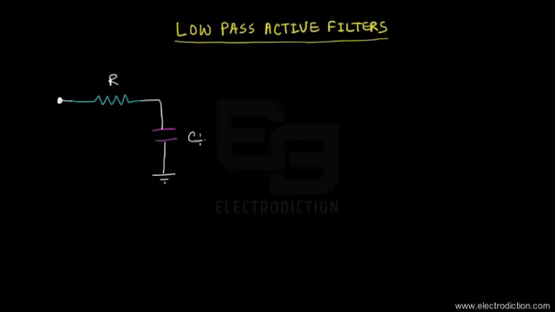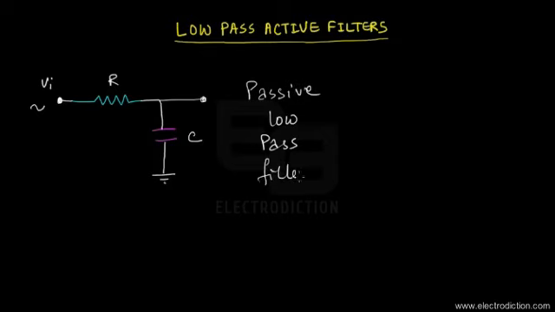Whenever you have this kind of circuit with an input signal applied over here, which is of course a sinusoidal signal, then what you get is a passive low-pass filter. So this is basically a passive low-pass filter. I'm just going to write that down. Why do we call it passive? It's because we're using passive components over here, like resistors and capacitors.